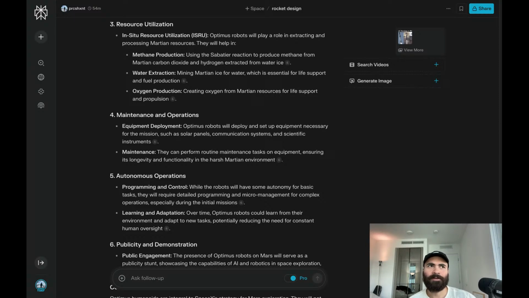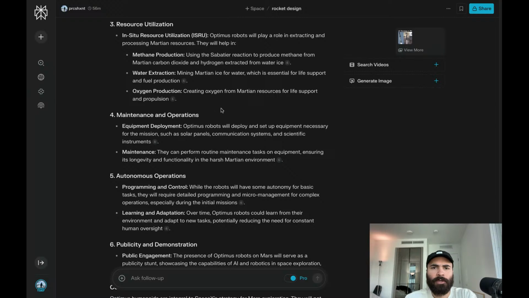Crazy. In situ resource utilization. Optimus robots will play a role in extracting and processing Martian resources, right? So that when the rocket has to fuel and go back to Earth, you have just generated your own energy. This is crazy. Like AI is not a small thing. It's a big, big thing. AI is a massive unlock for us.